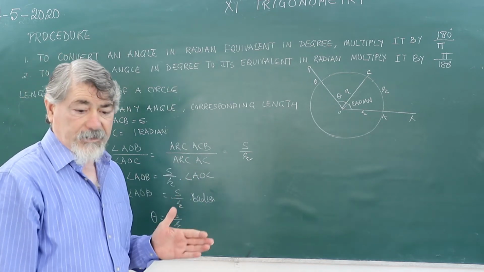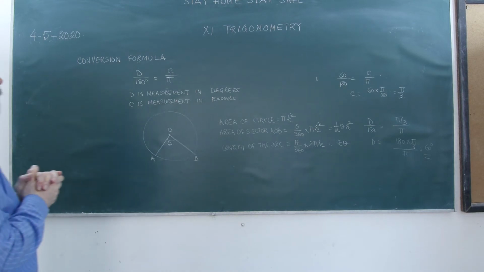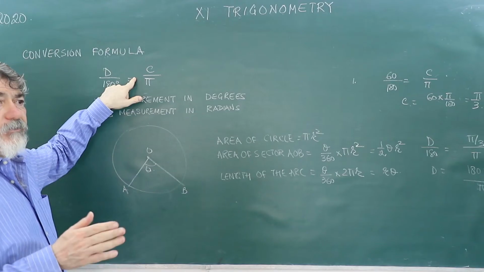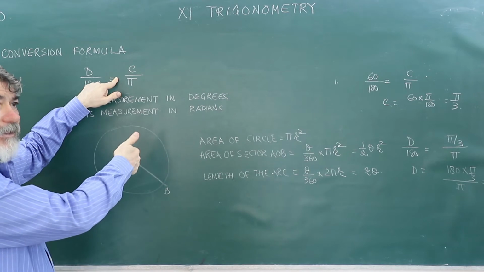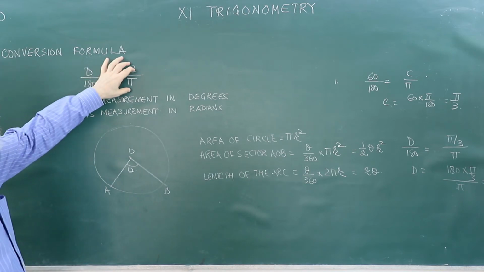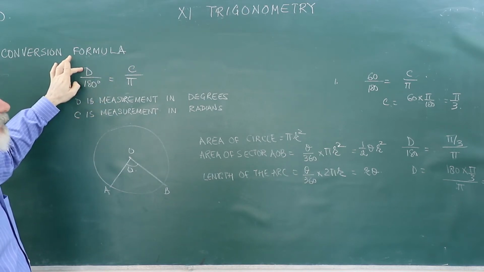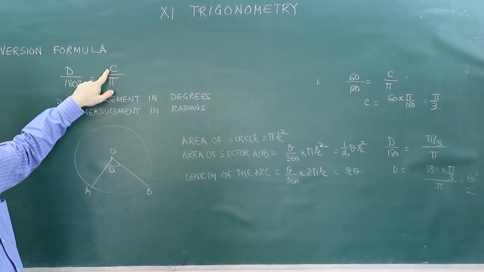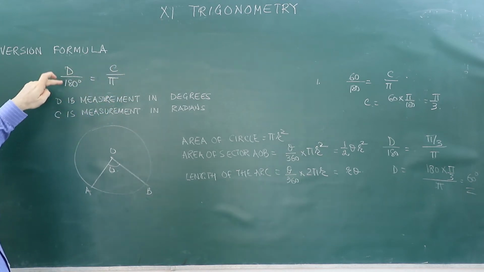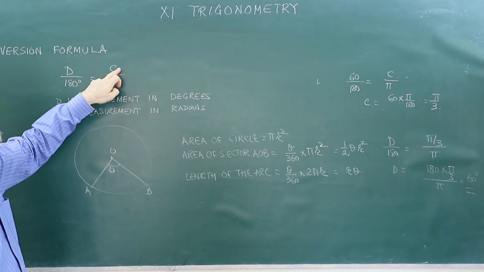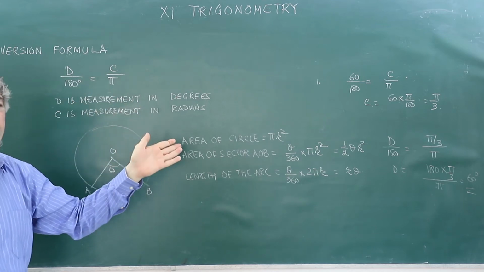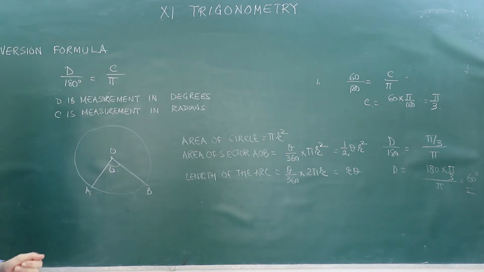The conversion formula from degree to radian is given as d upon 180 is equal to c upon pi. We have discussed it in the earlier part also: how do we convert by pi by 180 or 180 upon pi. This is the same thing. D upon 180 is equal to c upon pi, where d is the measurement in degrees and c is the measurement in radians. So you can convert from degrees to radians or from radians to degrees.